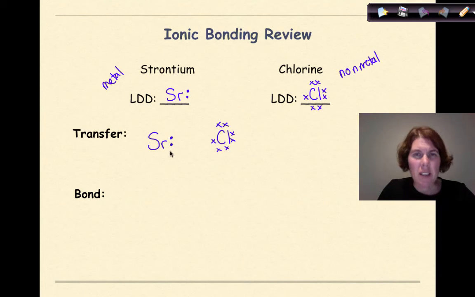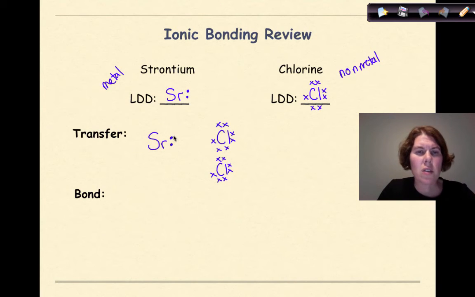The strontium has to give up both of its valence electrons. It really doesn't have an option. It can't say, well, today I just feel like giving up 1. No, can't do that. So chlorine can only accept 1 electron, so I've got to bring in another chlorine. I'm going to do one right underneath. So Cl, 1, 2, 3, 4, 5, 6, 7.